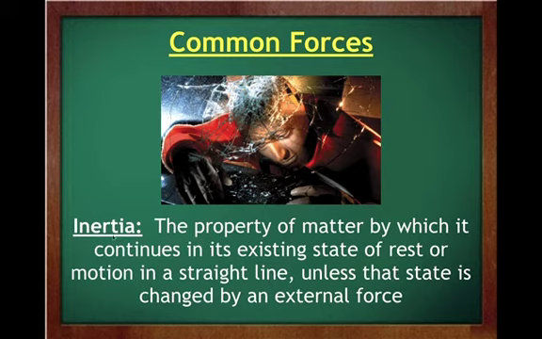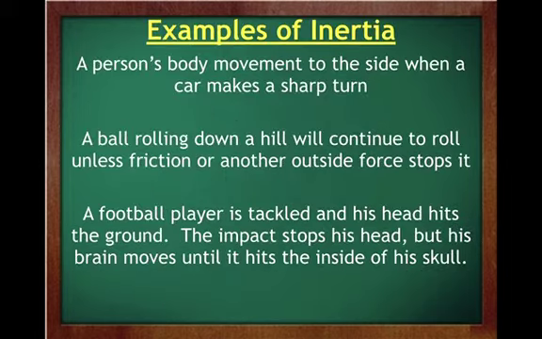Okay, so when we talk about inertia, inertia is the property of matter by which it continues in its existing state of rest or motion in a straight line unless that state is changed by an external force. And this comes down to a big physics observation and realization back when it was discovered about how an object, if there's no other forces acting on it, will continue on its same path, right? So a couple examples here.